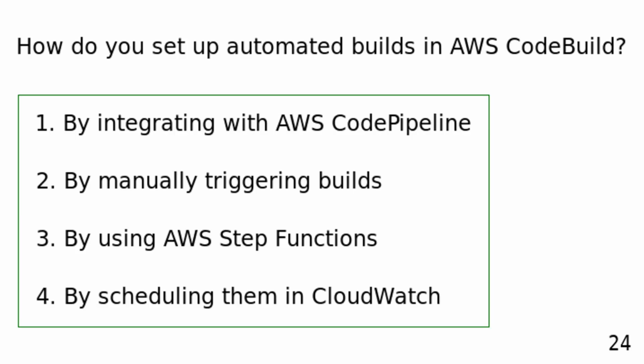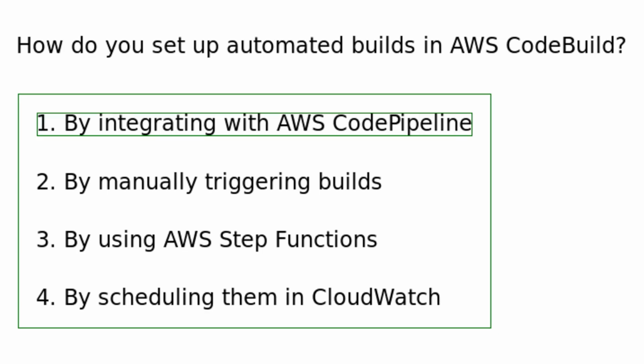How do you set up automated builds in AWS CodeBuild? By integrating with AWS CodePipeline. By manually triggering builds. By using AWS Step Functions. By scheduling them in CloudWatch. You can set up automated builds in AWS CodeBuild by integrating with AWS CodePipeline.